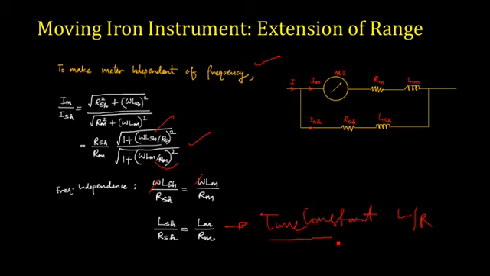So the concept of time constant will be dealt with later in your control system classes. Now try to remember the term time constant. So if you're trying to extend the range of the instrument to measure more currents, as an ammeter, if you're trying to add a shunt to the meter, you have to make the time constant of your shunt equal to the time constant of the meter coil. So that is the concept that you need to remember. Lsh by Rsh is equal to Lm by Rm.